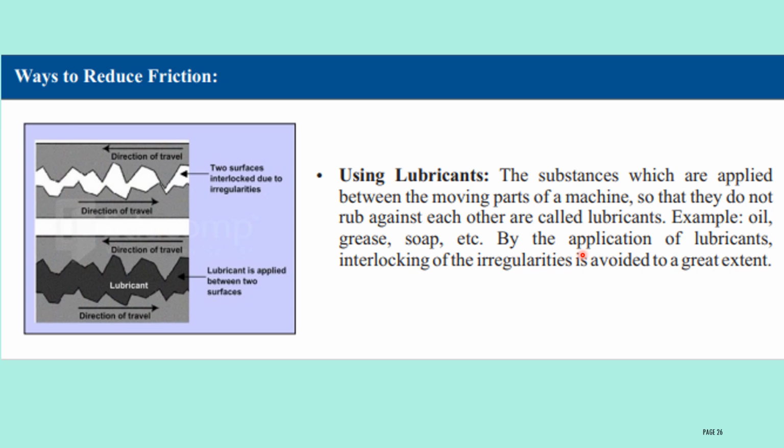By the application of lubricants, interlocking of the irregularities is avoided to a great extent. When an object comes in contact with any surface, because of the irregularities on both surfaces, they will get interlocked. If you apply a lubricant exactly where there will be contact, then interlocking of the irregularities will be avoided. When the interlocking is avoided, the frictional force is automatically reduced. In this way, you can reduce the friction.